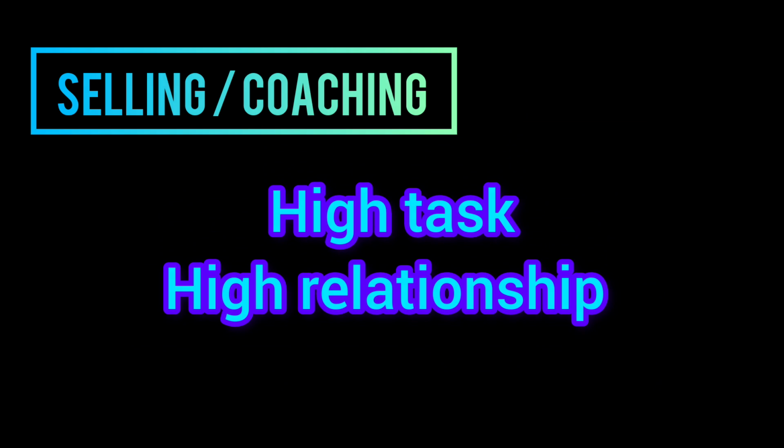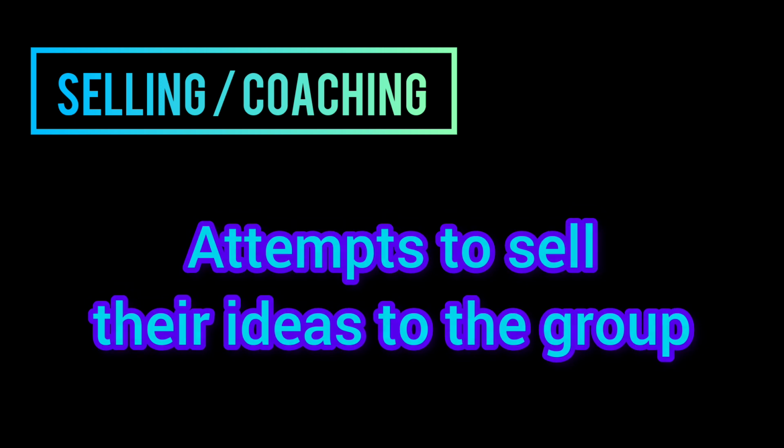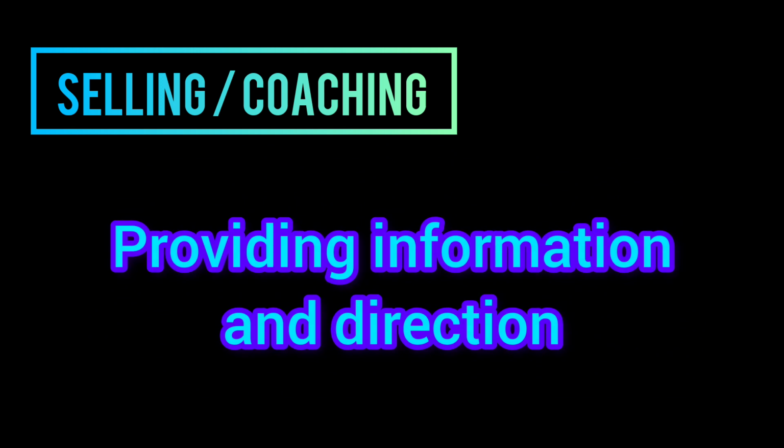Now going to the third one, that is the selling or coaching style, which implies high supportive behavior and high directive behavior. In this case, the leader attempts to sell their ideas to the group by explaining task directions, and followers have the ability but are unwilling to do the work. So I think the selling style is clear. It basically provides some information and direction, and there is two way communication.